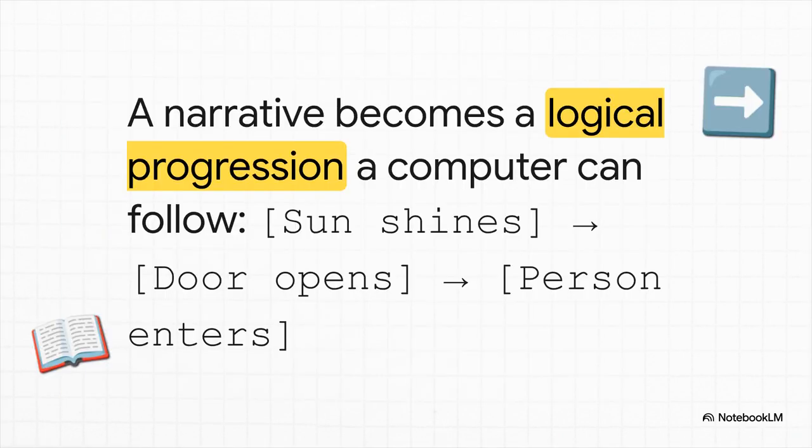Yeah, exactly like this. A simple story gets broken down into a string of different states. So you have state 1, the sun is shining. That's a fact. Then an arrow to the next fact, a door opens. And then the next one, a person enters. See? It's a clean, logical progression. It's something a computer can follow step by step, no problem.